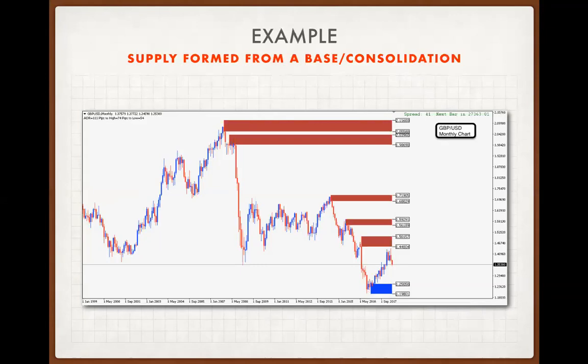If you look at the second one, before that big bearish candle that drops from it, to the left of that, you see 1, 2, 3, 4, 5, 6, 7, like 7 or 8 candles, for the most part dojis, all trading in a sideways range, aka consolidation, aka the base. So this is a supply zone formed from a base.